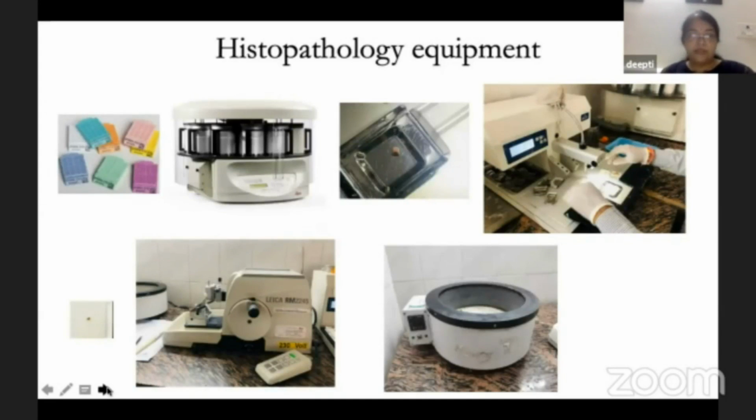So these are the various equipments which are used in a histopathology lab. Finally, the sections are cut. This is a flotation bar where you pick up the sections on a slide. This goes through a cycle in an equipment which is known as histokinet.